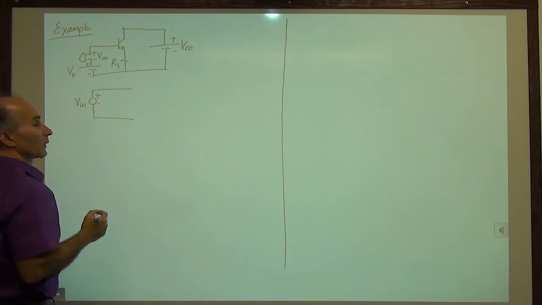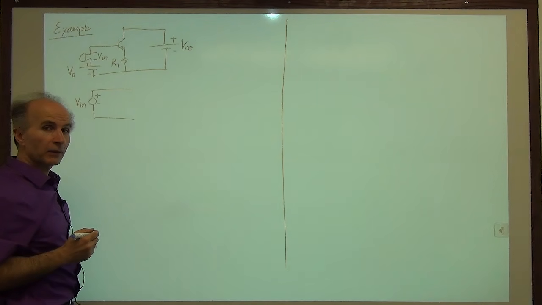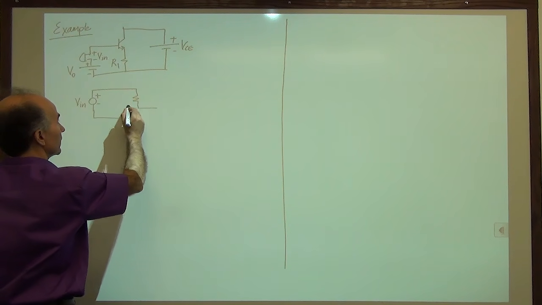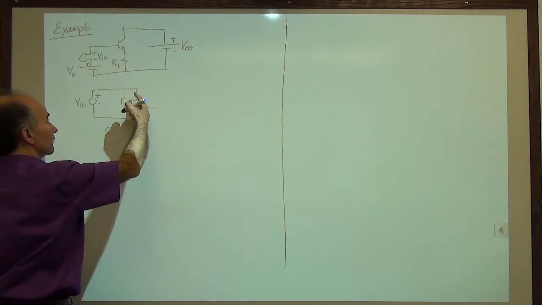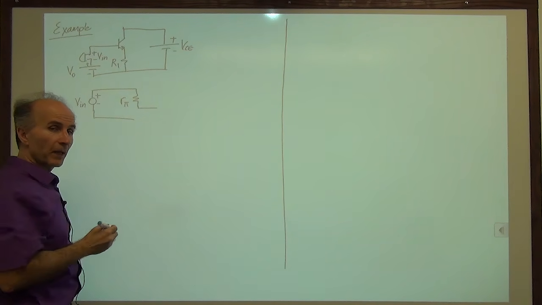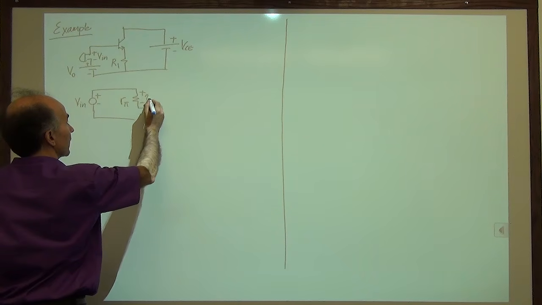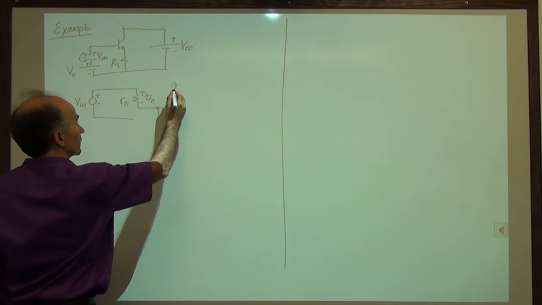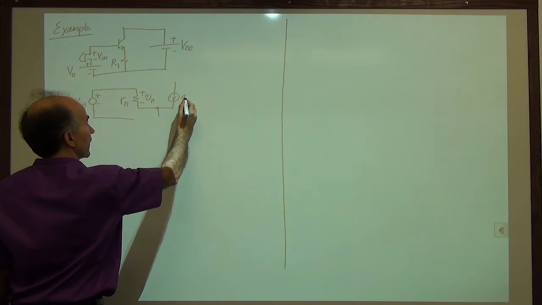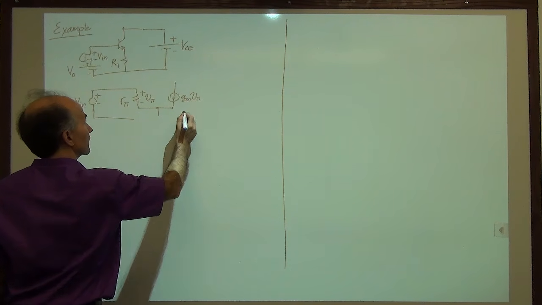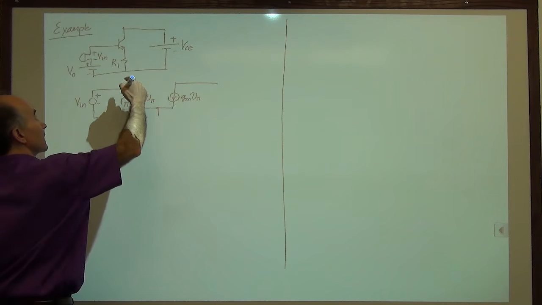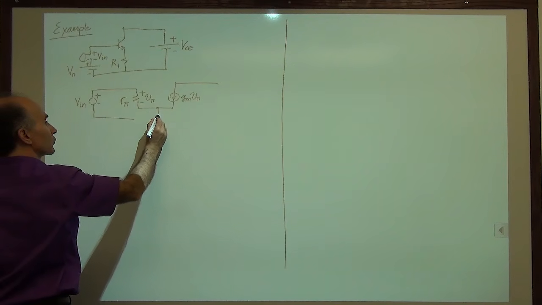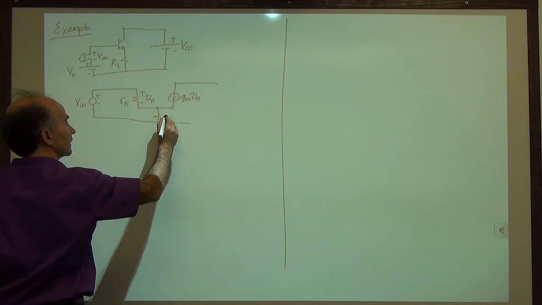For the bipolar transistor, what do we have? Between base and emitter, we have R pi. So here's R pi. The voltage across R pi is called V pi. Between emitter and collector, we have a current source, Gm times V pi. And in this case, we happen to have a resistor from emitter to this point. So we have to draw that resistor in here, R1.